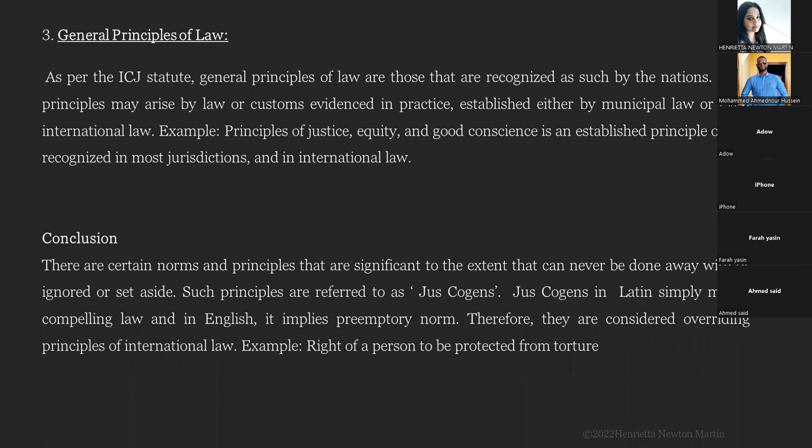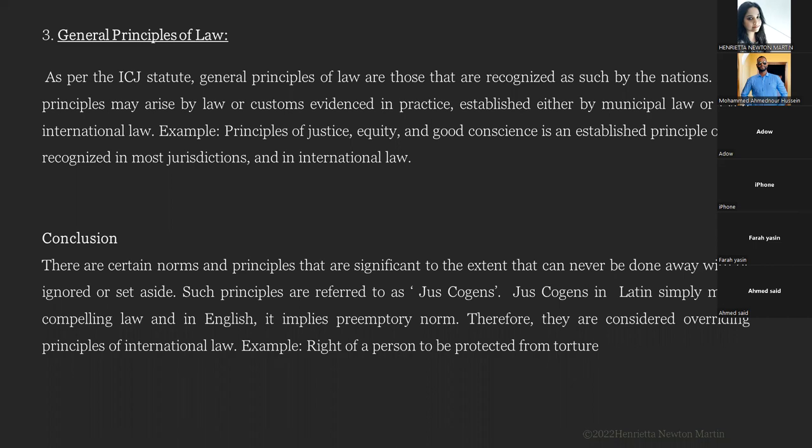The third source is general principles of law. As per the ICJ statute, general principles of law are those that are recognized as such by the nations, and such principles may arise by laws or customs evidenced in practice. That means you can literally see it, and it is established either by municipal law or domestic law, or even international law. For example, principles of justice, equity, and good conscience are an established principle of law, recognized in most jurisdictions, and of course even in international law. In the law of contract, the principle of justice, equity, and good conscience is used everywhere.